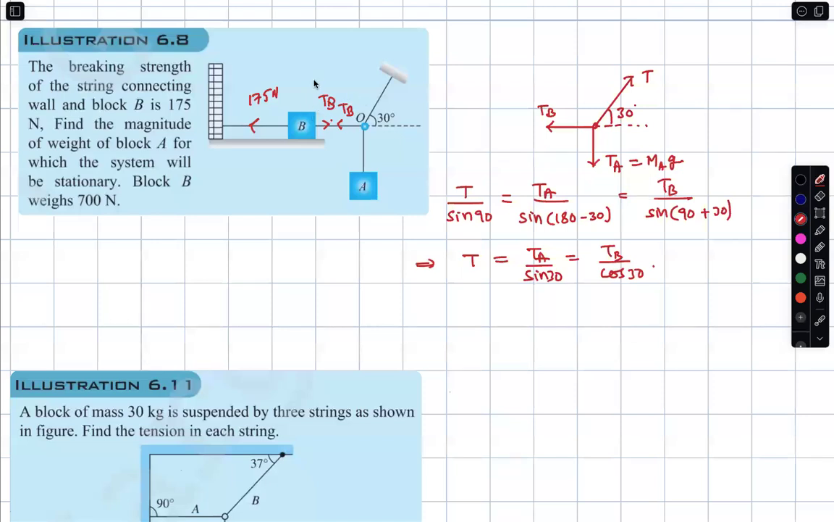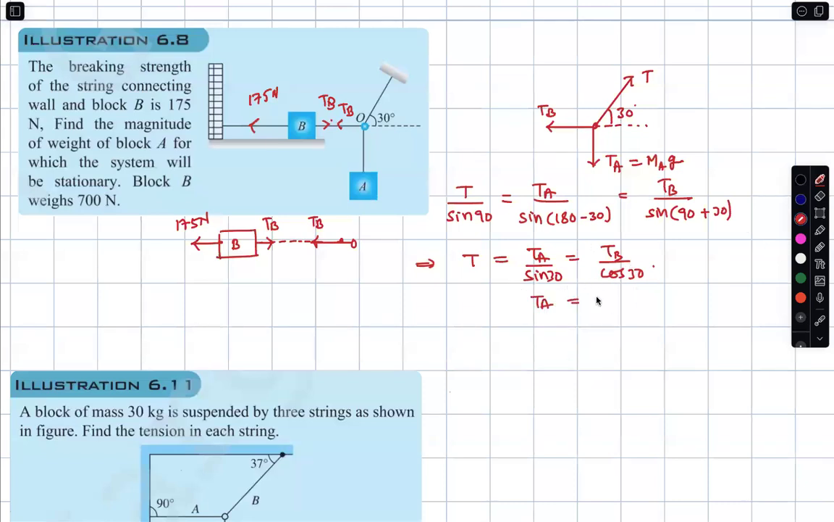A lot of students will make mistakes in applying the free body diagram itself. So you may ask me, how do you know this is TB? B is in equilibrium. You said 175 newtons is acting on the left side. The string will pull B by TB. And the same string at the other end will pull point O with TB. That's what I have written, because all this is a single string. So therefore, I know TB.